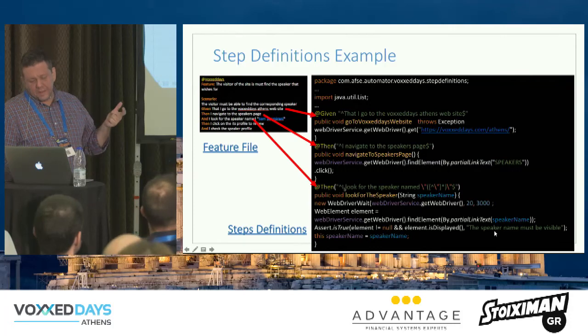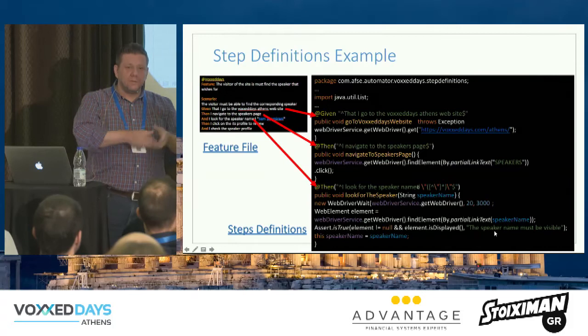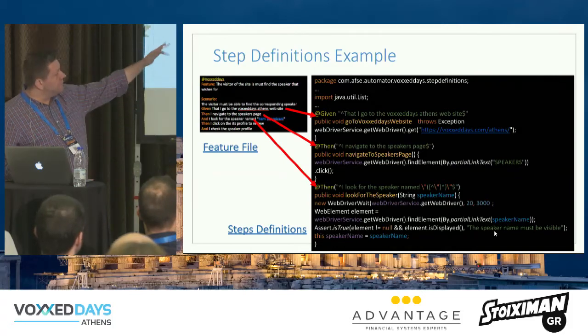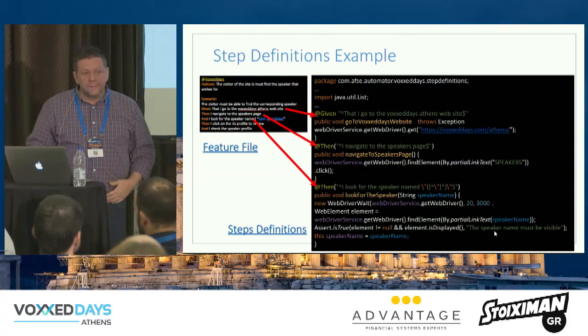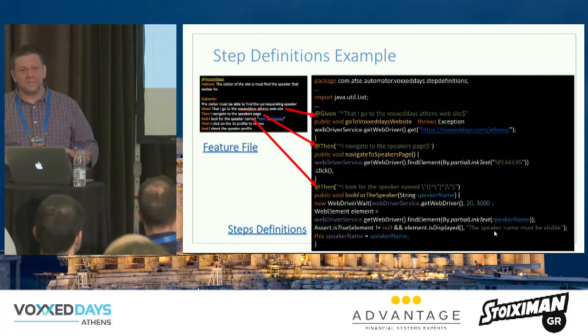And then I look for the speaker named by a regular expression, and this is where the data of the feature file I showed you earlier is being passed to the script. Then the WebDriver tries to find this particular element and click on it. Is this clear how it works?